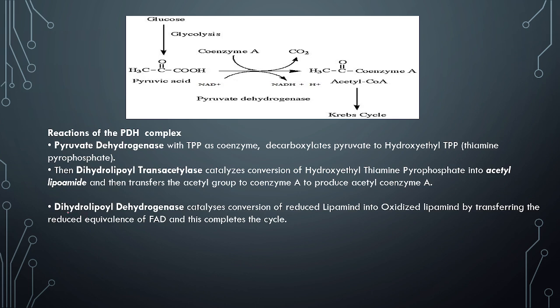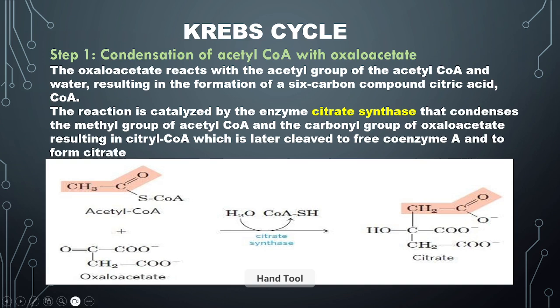And the last enzyme, the third enzyme, dihydrolipoyl dehydrogenase catalyzes conversion of reduced lipomide into oxidized lipomide by transferring the reduced equivalents to FAD, and it completes the cycle. Now this acetyl coenzyme A enters the Krebs cycle. Now we will discuss the Krebs cycle.